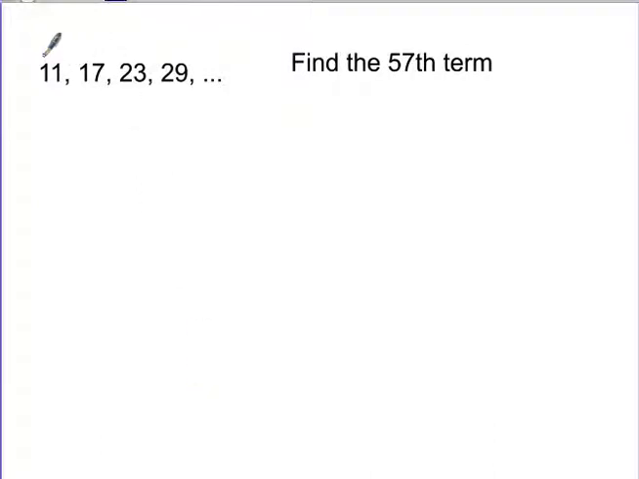The sequence is 11, 17, 23, 29, and we want to find the 57th term. Now here's the formula. You need to write this down. We're going to write it down on every slide that we go through today, so you get a lot of repetition on it. But you need to have this in your notes. And this is not in the book, by the way. They don't give you this formula. We're going to put the formula like this.